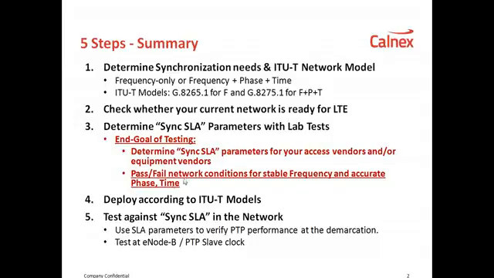So once you've done the lab tests to determine these parameters, you can then deploy 1588 into your network according to the ITU-T models. And once you've deployed, you can test and proactively troubleshoot in your network against these SLA parameters which you established back in step 3. So we'll look in a bit more detail at each of the 5 steps in the following slides.